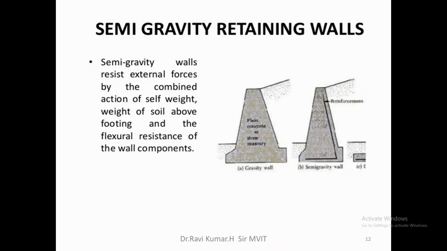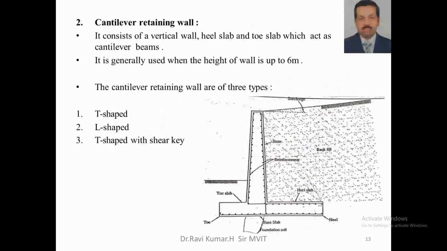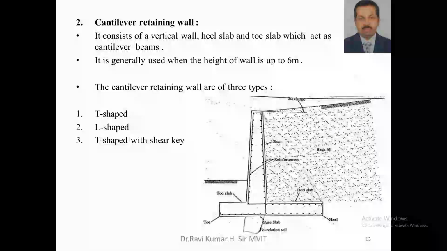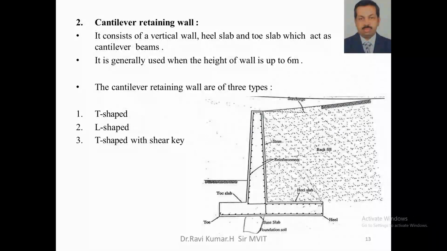With this introduction of a gravity retaining wall and semi-gravity retaining wall, we shall try to understand what is meant by a cantilever retaining wall. That means whenever the height from here to here is more than 3 meters, it gives a cantilever action. This is called a cantilever retaining wall. Generally, we limit this height to up to 6 meters.